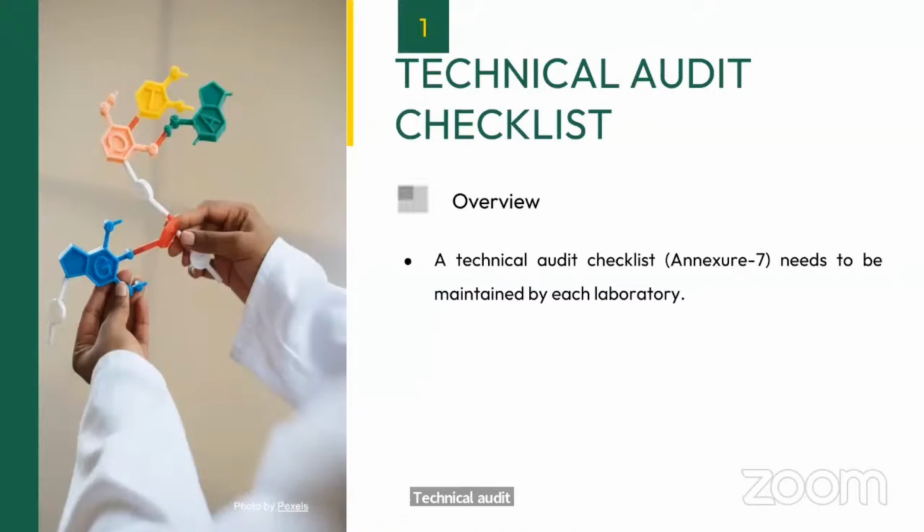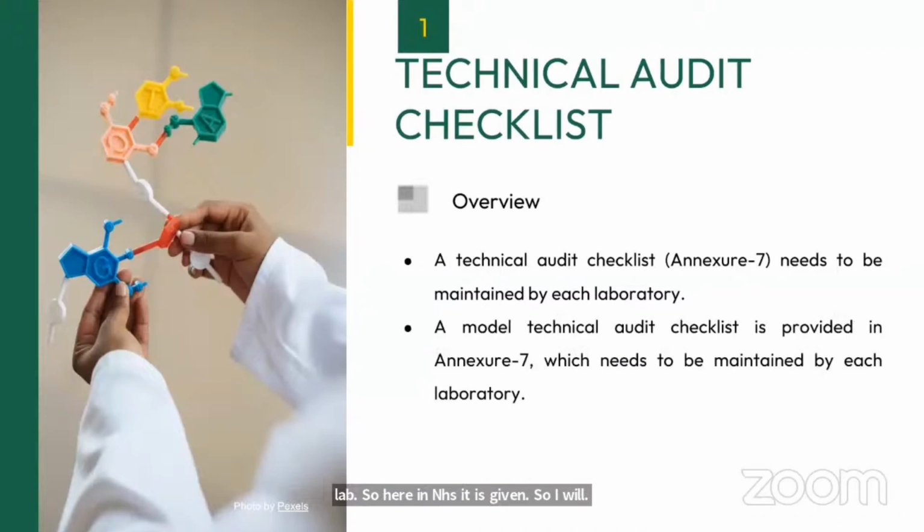So here in Annexure 7, it is given. I will have a brief discussion on this audit checklist also. A model technical audit checklist is provided in Annexure 7, which needs to be maintained by each laboratory. So it is a model technical audit checklist, an ideal checklist, how an ideal checklist should be. It is given in Annexure 7. So these minimum criteria should be available in your auditing checklist.